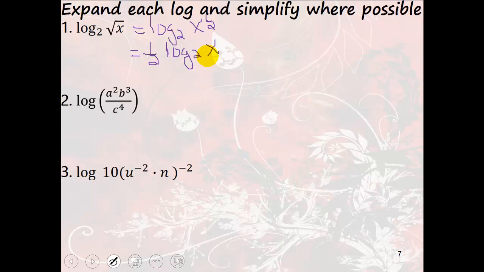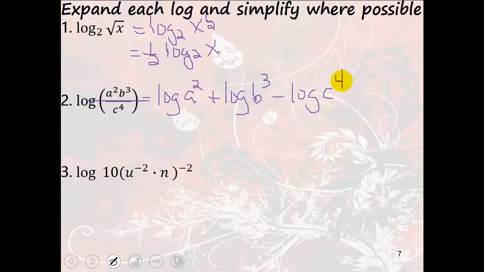Number 2, notice that I have inputs being multiplied together, and inputs being divided. So I'm going to break it up using my product and quotient property, and then I'm going to apply my power property. So this is log base 10 of a squared plus log base 10 of b cubed minus log base 10 of c to the 4th.